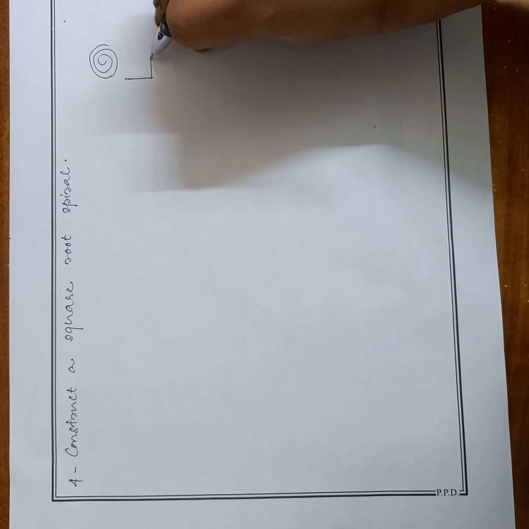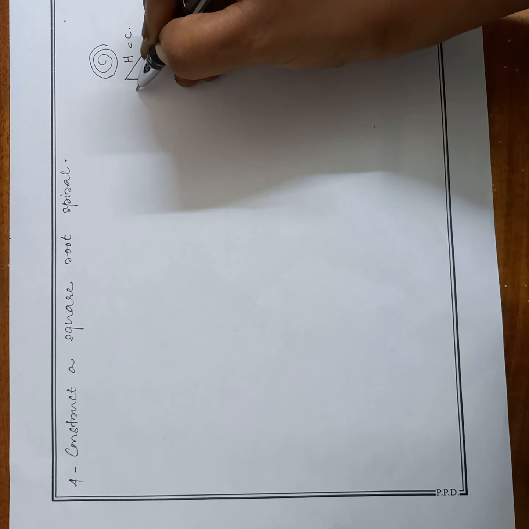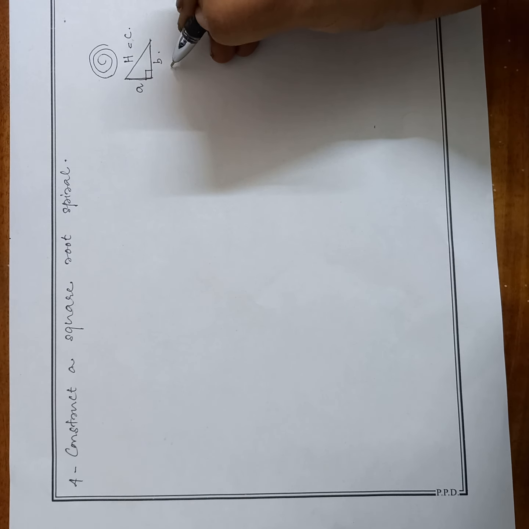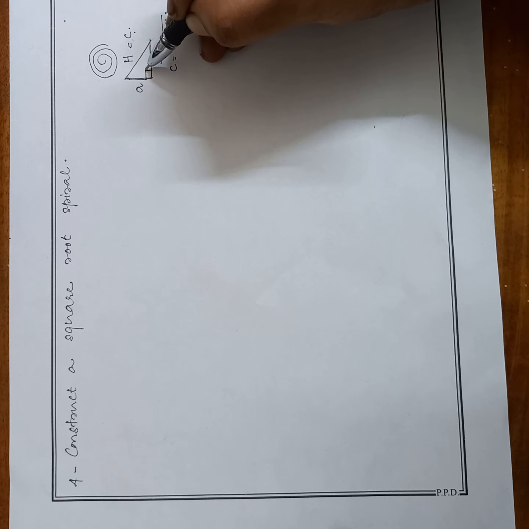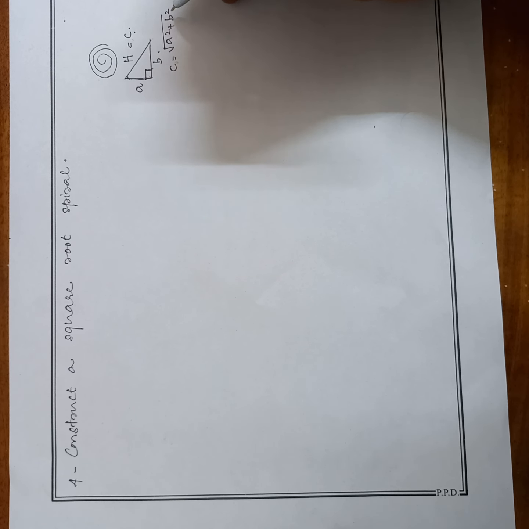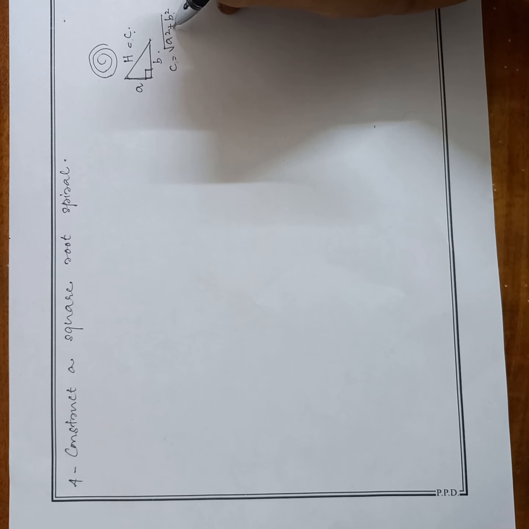That is, for a right angle triangle, a triangle with one angle equal to 90 degrees, if the hypotenuse is equal to c, and this side is equal to a and the base is equal to b, then c will be equal to root of a square plus b square. So for a right triangle, c, the longest side, or the side opposite to the right angle, the hypotenuse, will be equal to the root of the sum of the squares of the other two sides. So c is equal to root of a square plus b square.